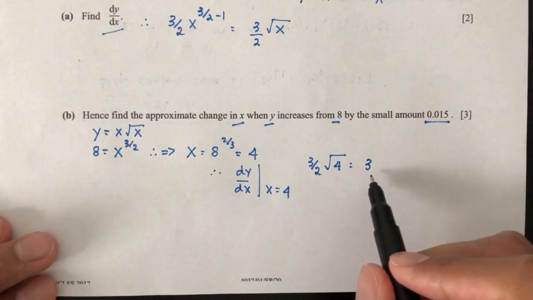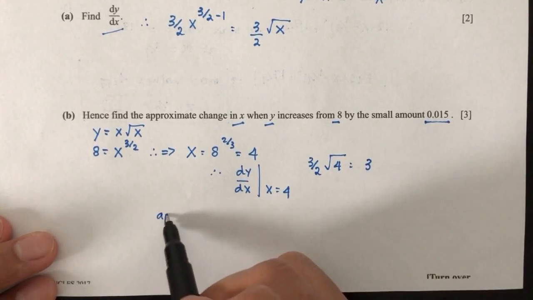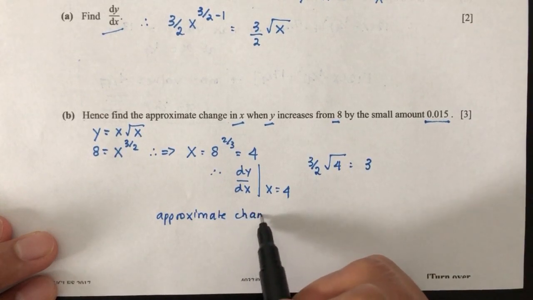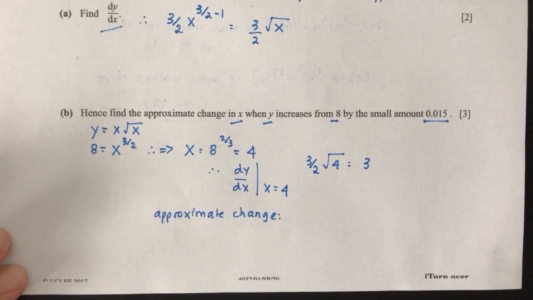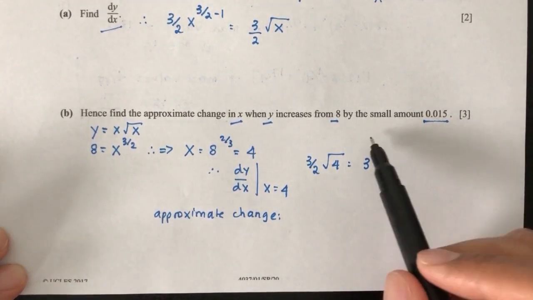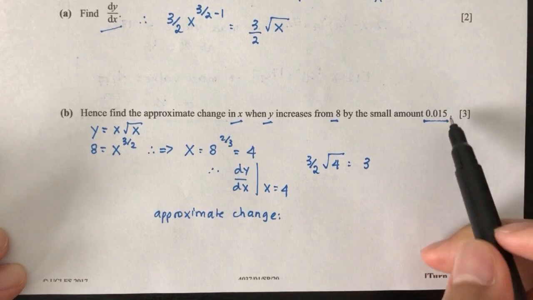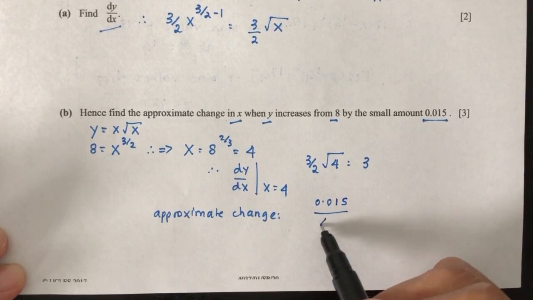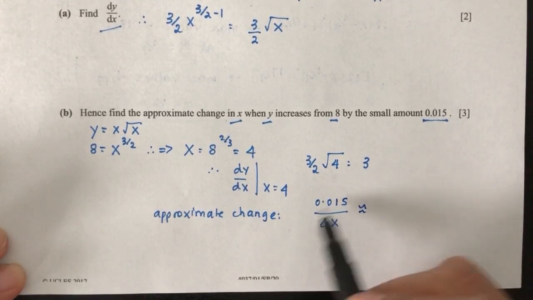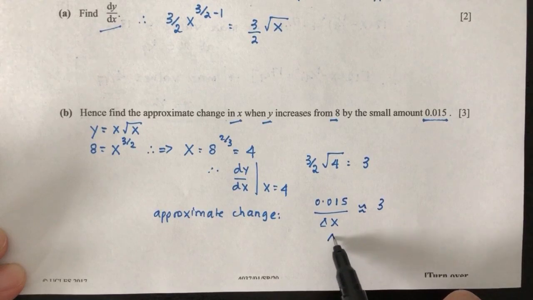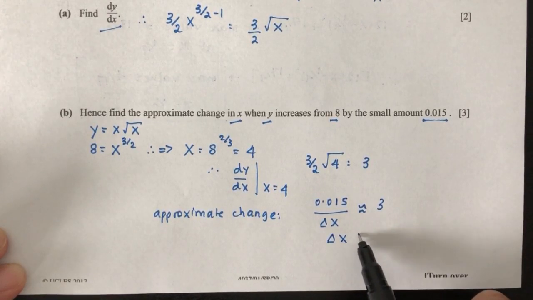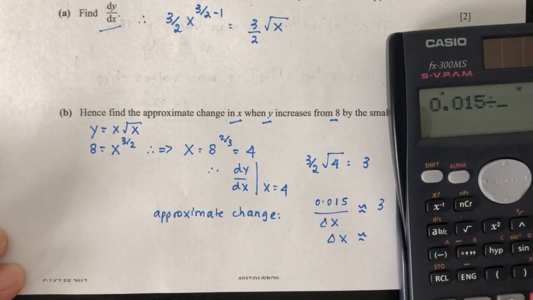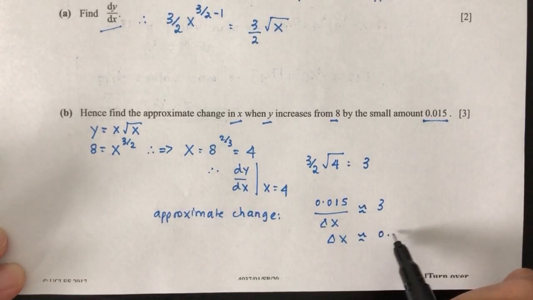So now if you want to find the approximate change, you just have to be careful, because as you see here, this is y that changes by this much, it's not x. So it means that 0.015 should be over the change in x, approximately equal to 3. So the change in x should be approximately 0.015 divided by 3. That will be 0.005.